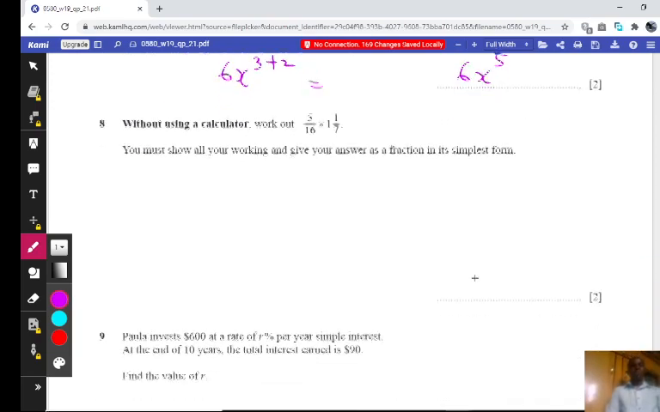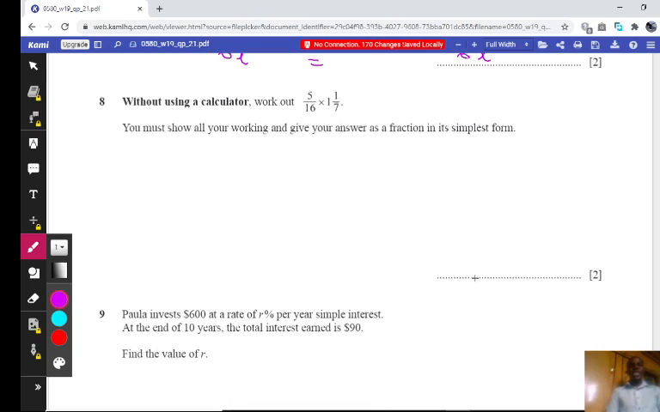You are done. Next, without using a calculator, work out 5 over 16 times 1 and 1 over 7. You must show all your working and give your answer as a fraction in its simplest form. Please don't take those things for granted. Do as the question is asking you to do.